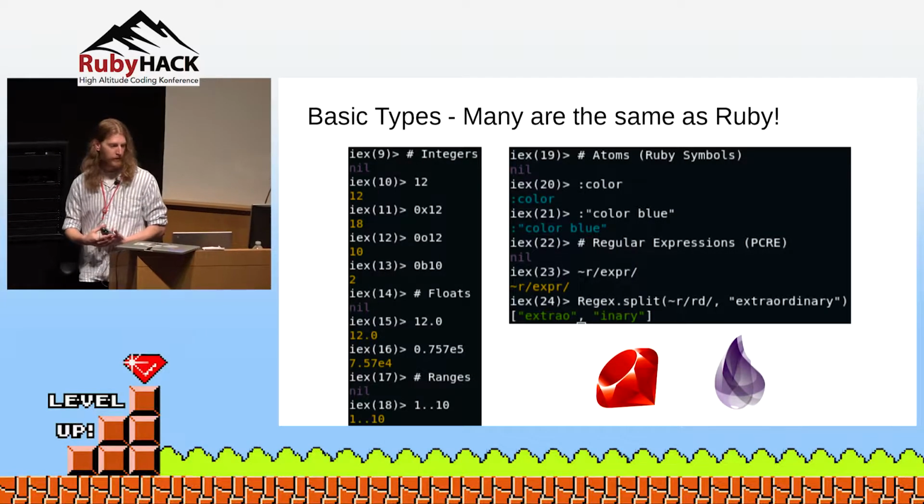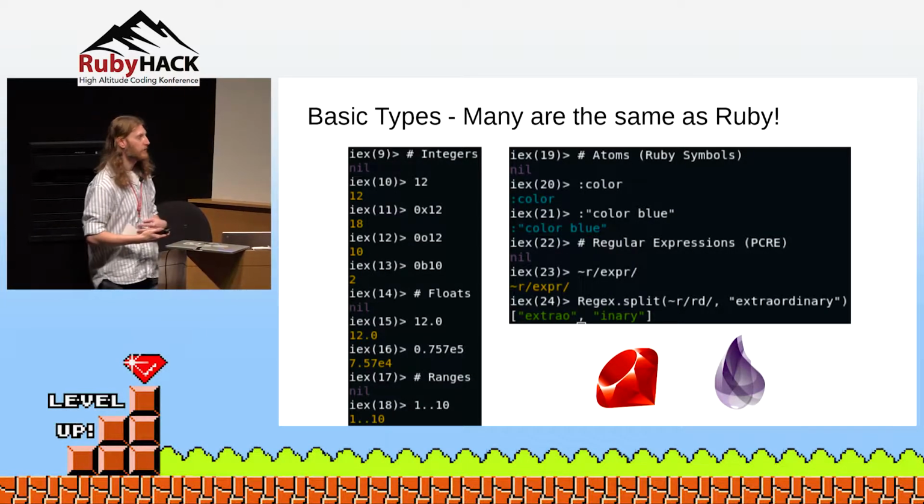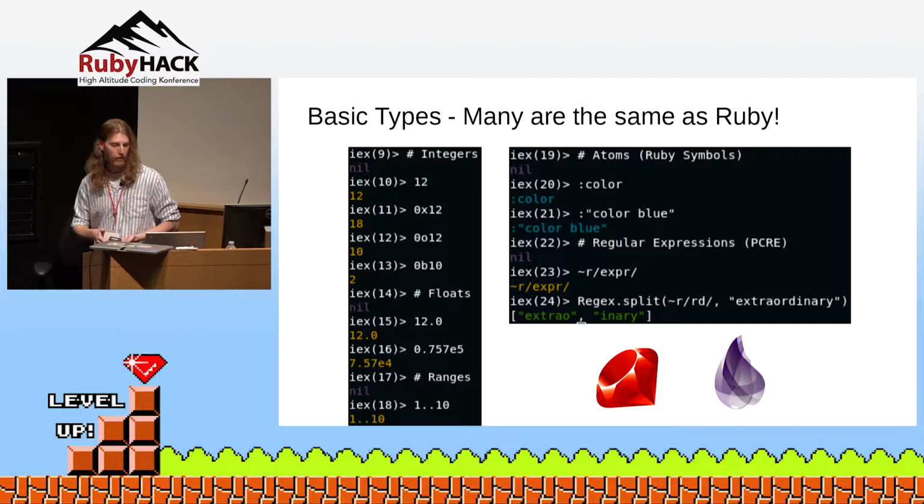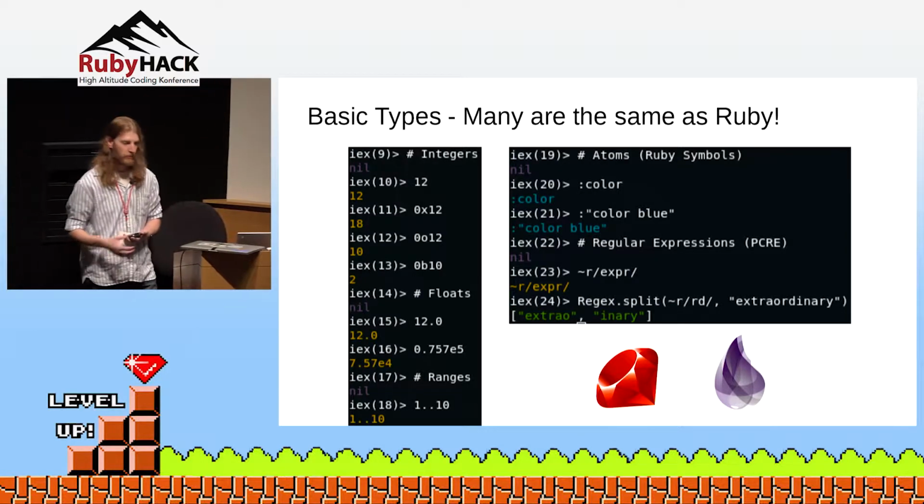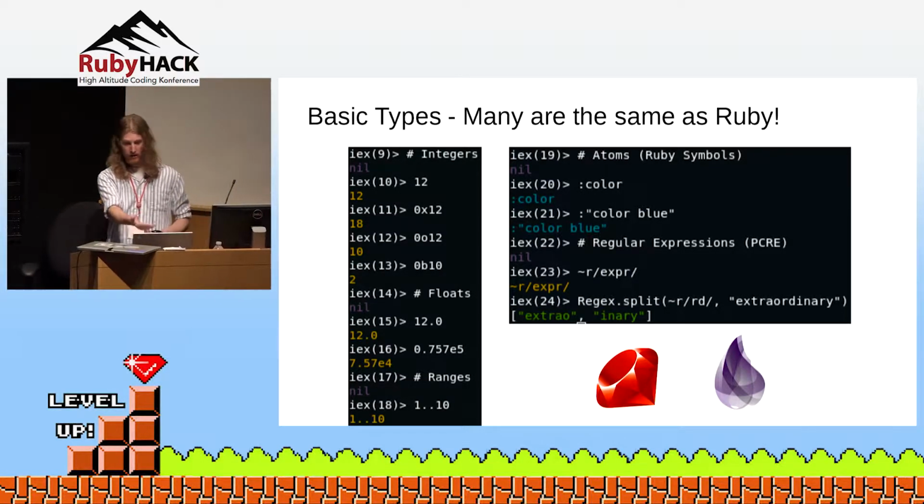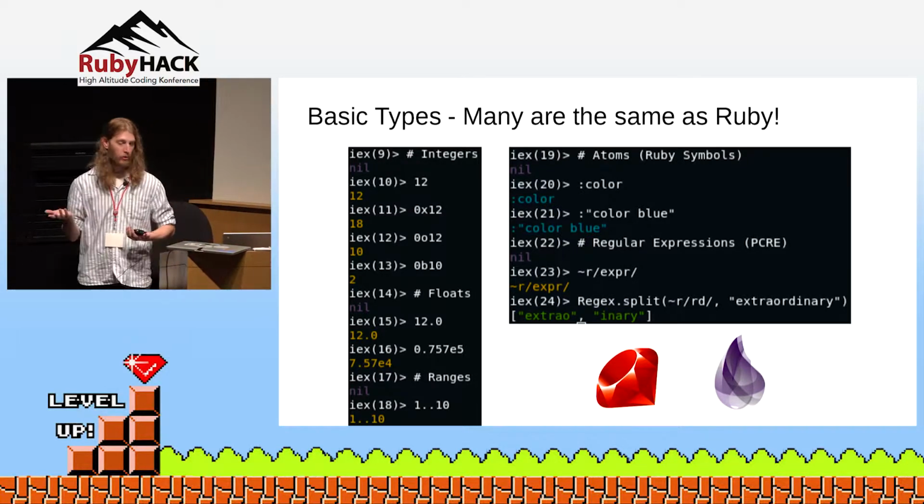OK, so enough about the abstract theory. Let's talk about some actual code here. So the basic types in Elixir, many of them are exactly the same as Ruby for the most part. Like integers, it's the same. I mean, the column on the left, that's Ruby and Elixir code.